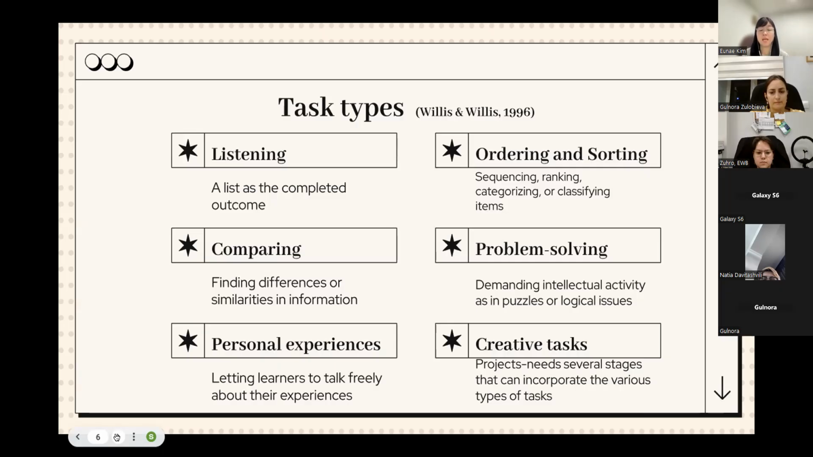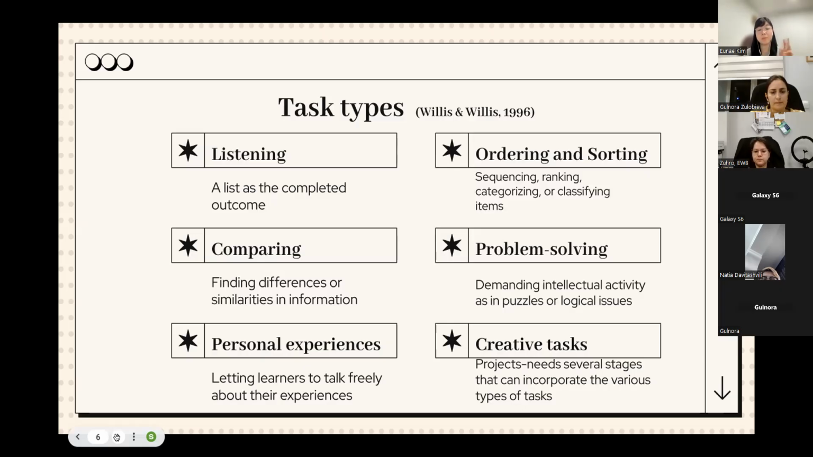Comparing, so this is more like an information gap, like you don't know something, so you need to ask your friends to figure out, right? Comparing the differences or similarities in information. Problem solving, you have some issue, you need to solve it, right? So some kind of intellectual activity, as in puzzles or logical issues. Sharing personal experiences. So you can let learners actually share their own experiences and give them some time to freely express their experiences.